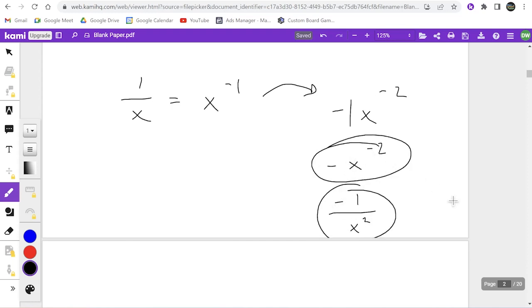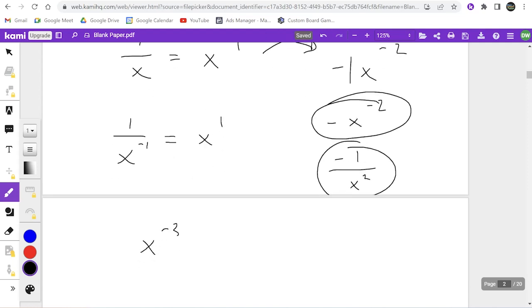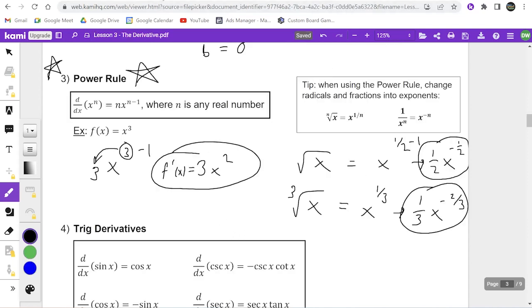Both of these answers are correct, and the reason why is because what does a negative exponent mean in general? A negative exponent simply means you take the reciprocal of it. So for instance, if I have 1 over x to the negative 1, that's the same thing as x to the 1. If I have x to the negative third like this, then this would equal 1 over x cubed. Whenever you have a negative exponent, it just means take the reciprocal of it. And that's basically the power rule.